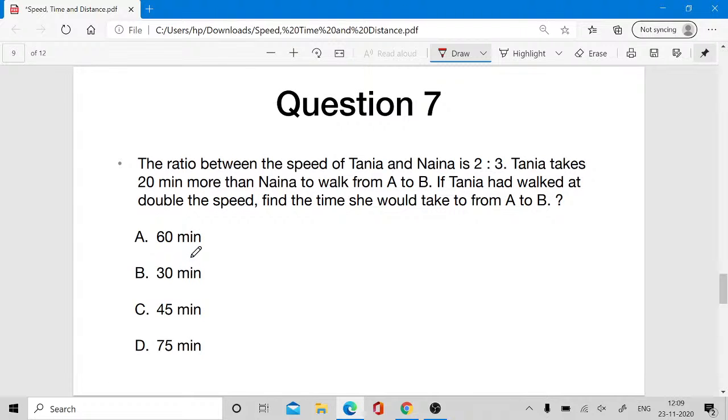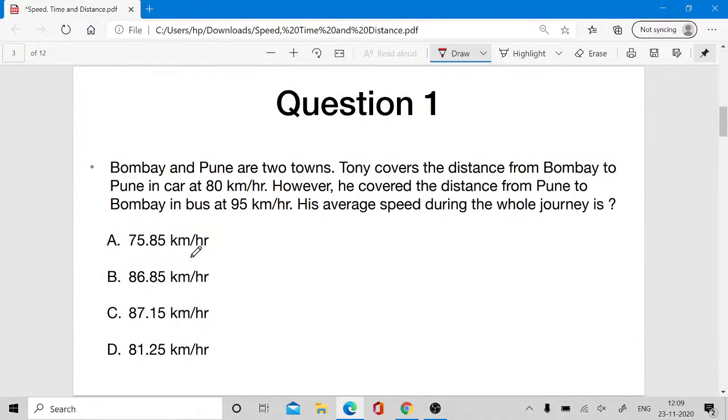Let's start with our question. Question number 1. Bombay and Pune are two towns. Tony covers the distance from Bombay to Pune in a car at 80 km per hour. However, he covered the distance from Pune to Bombay in a bus at 95 km per hour. His average speed during the whole journey is dash.